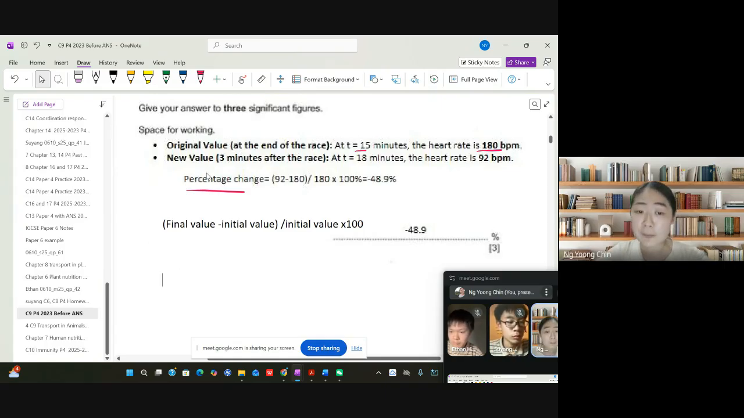If they ask about percentage change, they will come out with this question, like in chapter 3, they ask you to calculate how much is the percentage change of the potato strip, which is the same thing also.